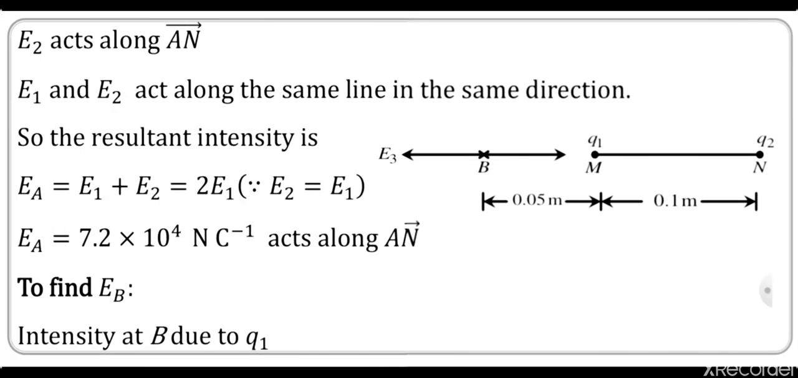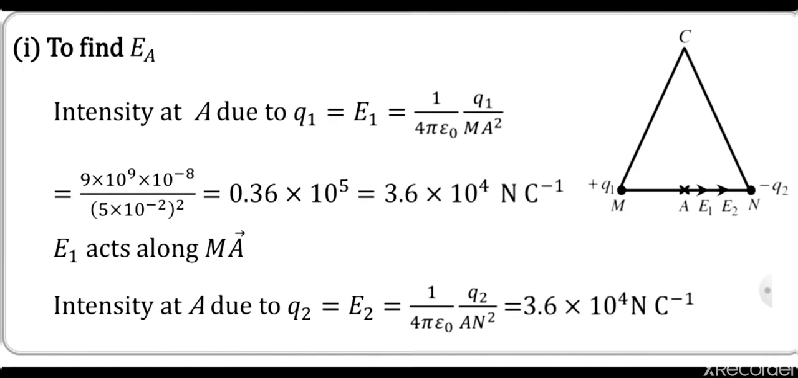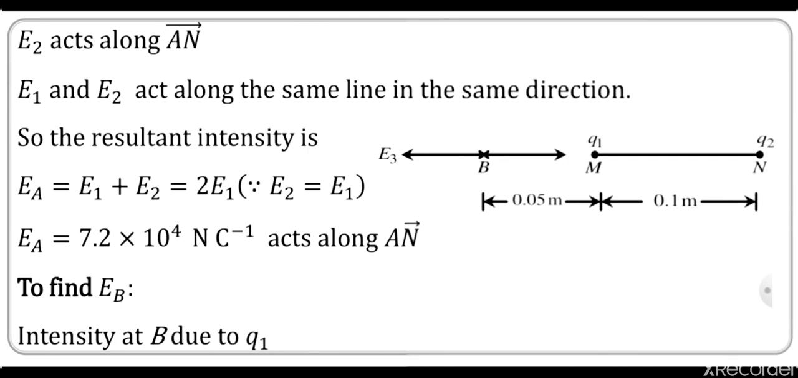Now we have to find the resultant. EA is equal to E1 plus E2, which is equal to 2E1, because E1 and E2 are both equal. So EA is 2 into E1. The previous value of E1 or E2, both are the same, 3.6 into 10 power 4. Substitute and multiply it with 2. Then EA becomes 7.2 into 10 power 4. That acts along AN.